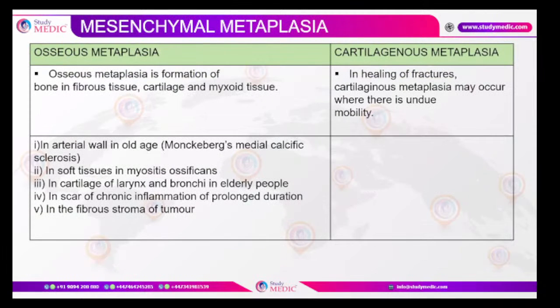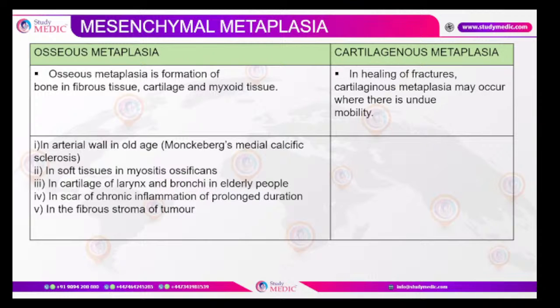Coming to the mesenchymal metaplasia, we've got two different types, the osseous as well as the cartilaginous. In the osseous metaplasia, it is the formation of bone in the fibrous tissue or in the cartilage as well as the myxoid tissue. Certain examples are in the arterial wall in old age, which is called Monckeberg's medial calcific sclerosis, and also in soft tissues in myositis ossificans. And in elderly people, we can see it in the cartilage of the larynx as well as the bronchi, and in the scar of chronic inflammation of prolonged duration, as well as in the fibrous stroma of a tumor.